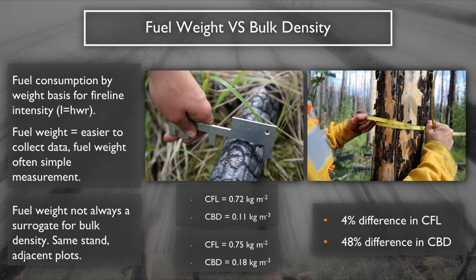The values at the bottom of the slide show canopy fuel load and bulk density for two adjacent sample plots from the same stand of black spruce trees. You can see that both these stands have very similar canopy fuel loads, or CFL, but quite different canopy bulk densities due to differences in tree height.